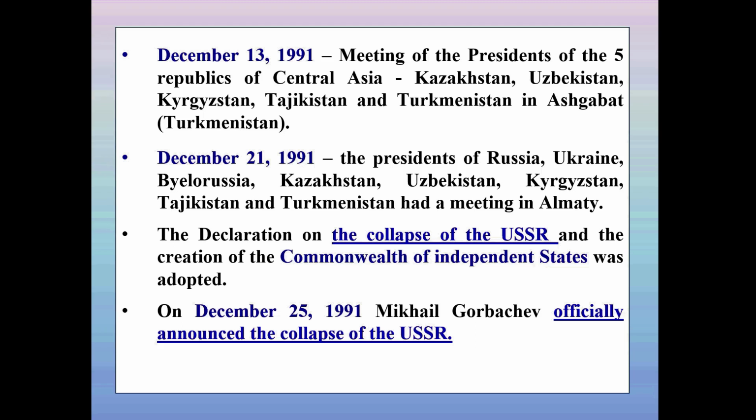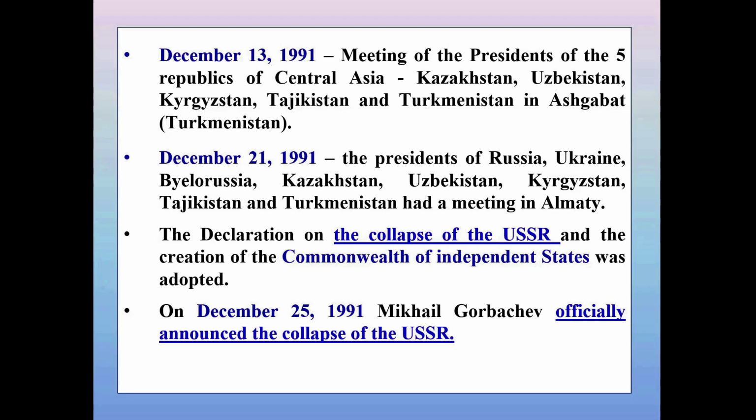On December 21, 1991, the presidents of Russia, Ukraine, Belarus, Kazakhstan, Uzbekistan, Kyrgyzstan, Tajikistan, and Turkmenistan had a meeting in Almaty, the former capital of Kazakhstan. The Declaration on the Collapse of the USSR and the creation of the Commonwealth of Independent States was adopted. We can watch about it here.